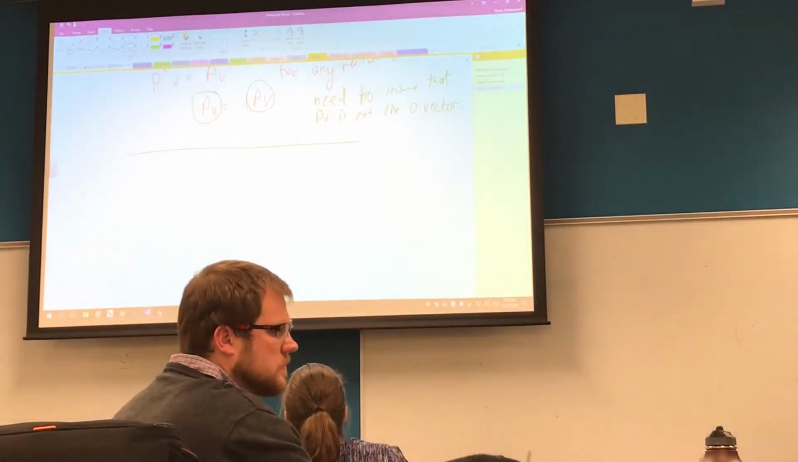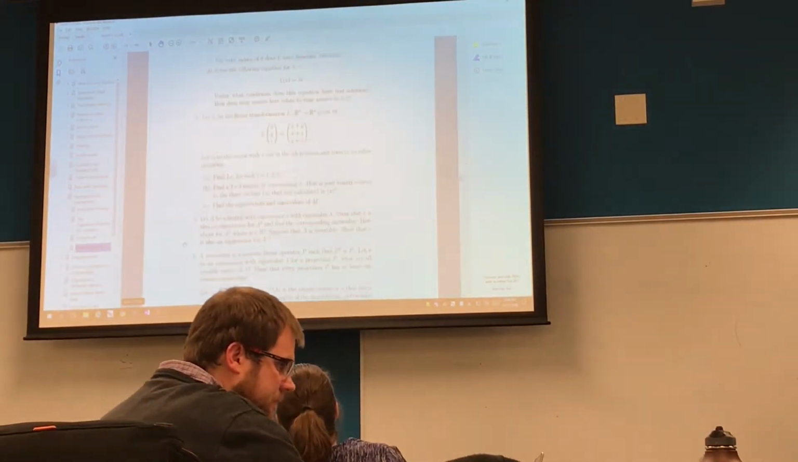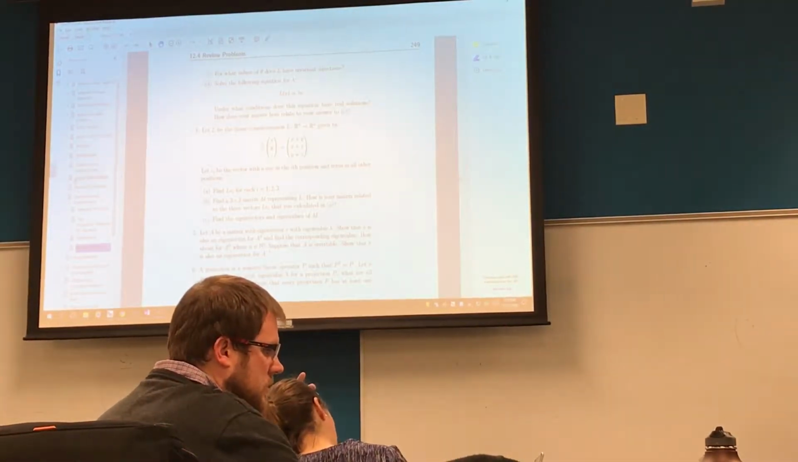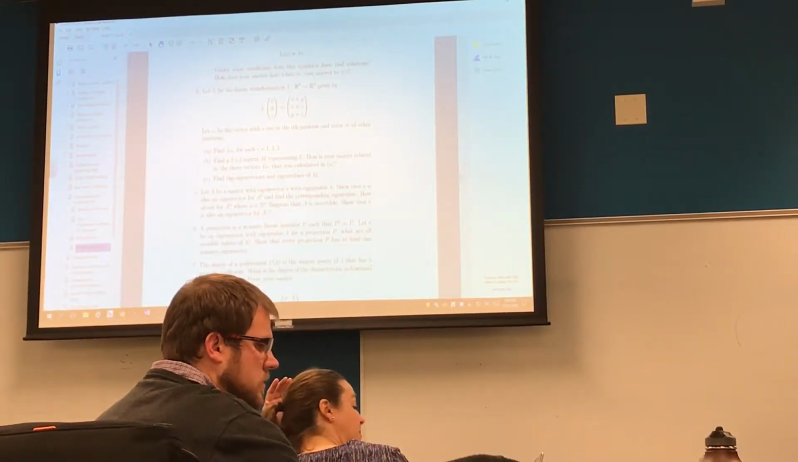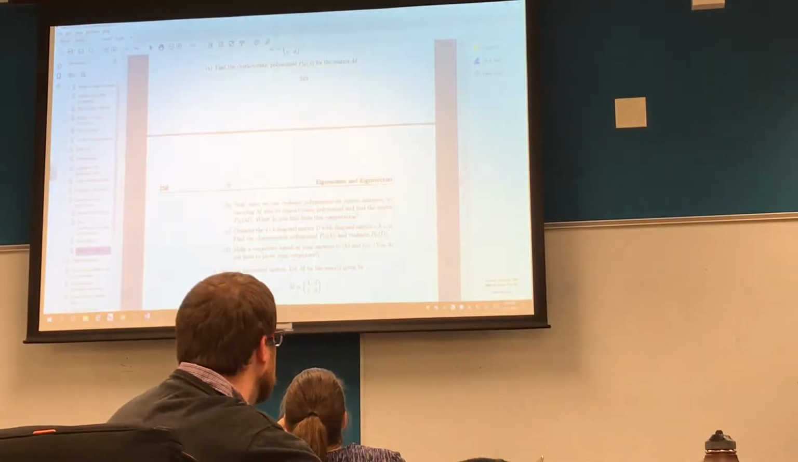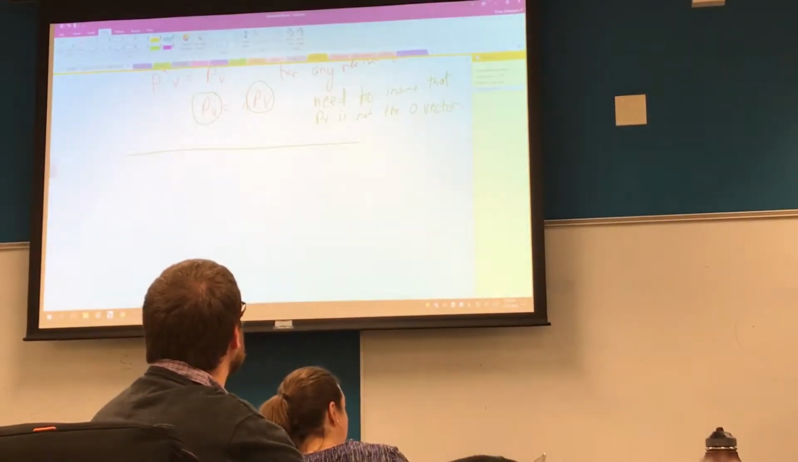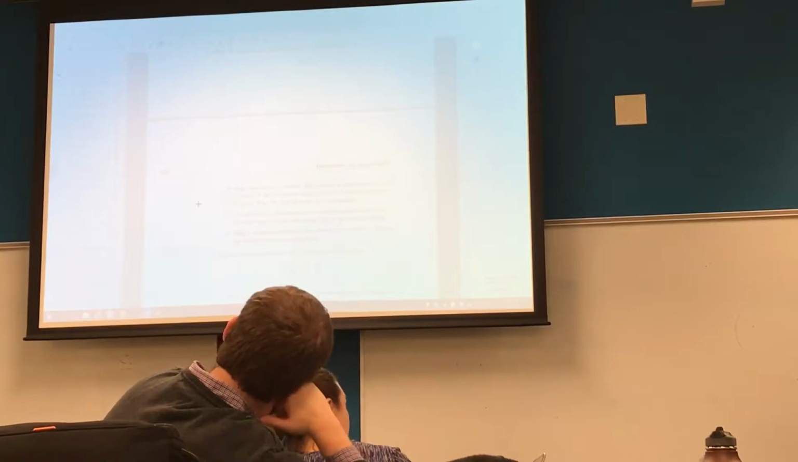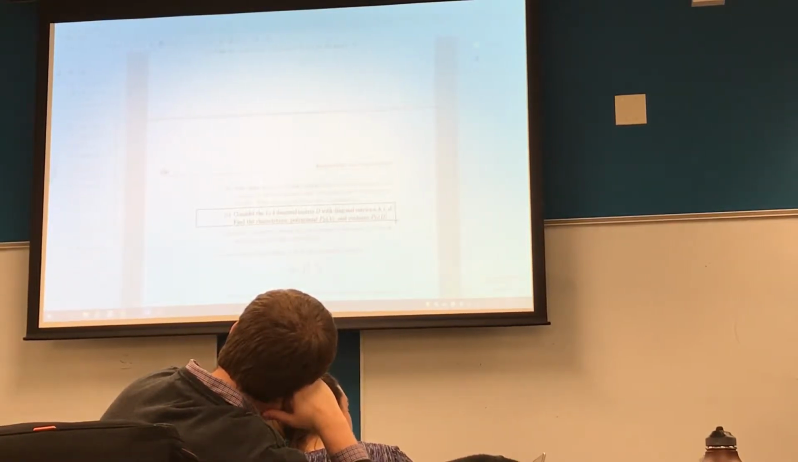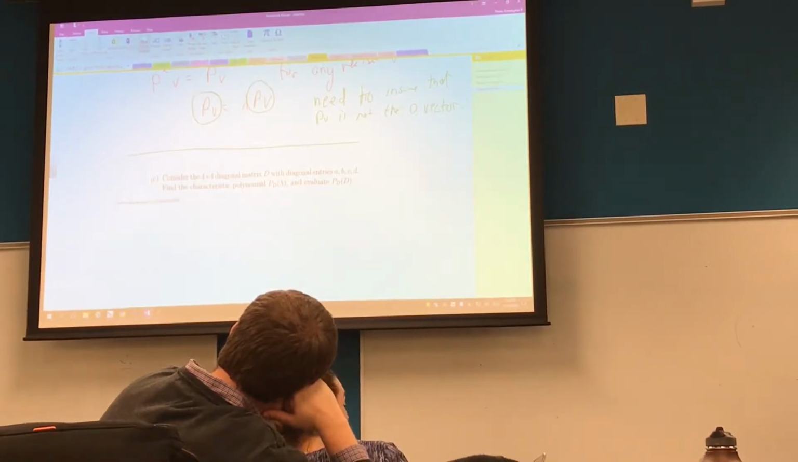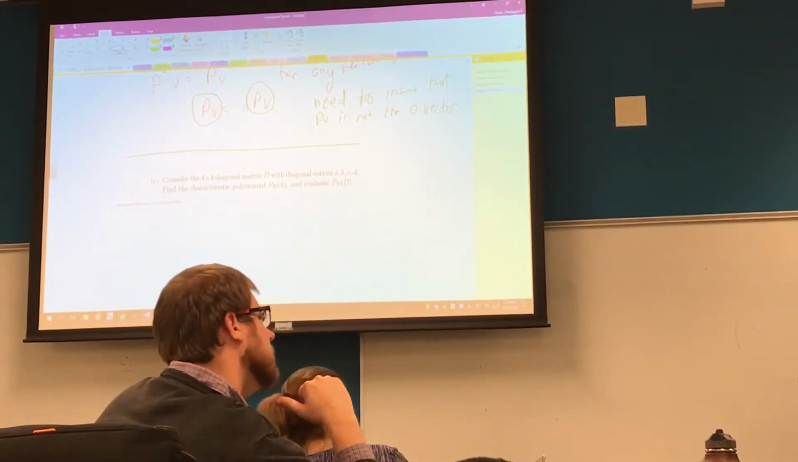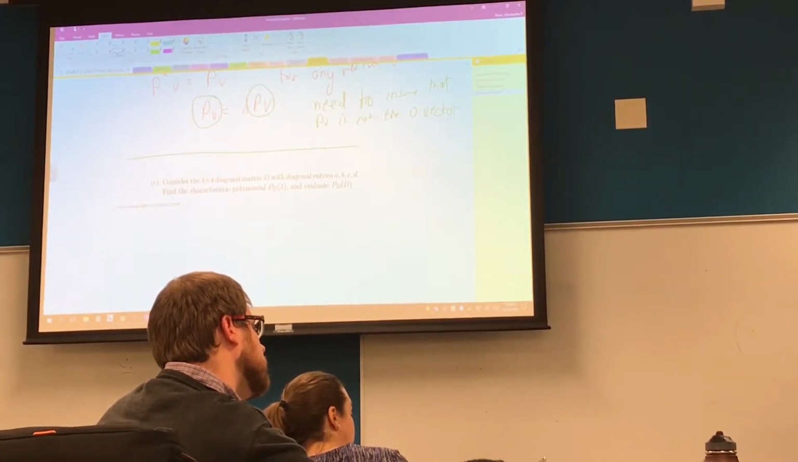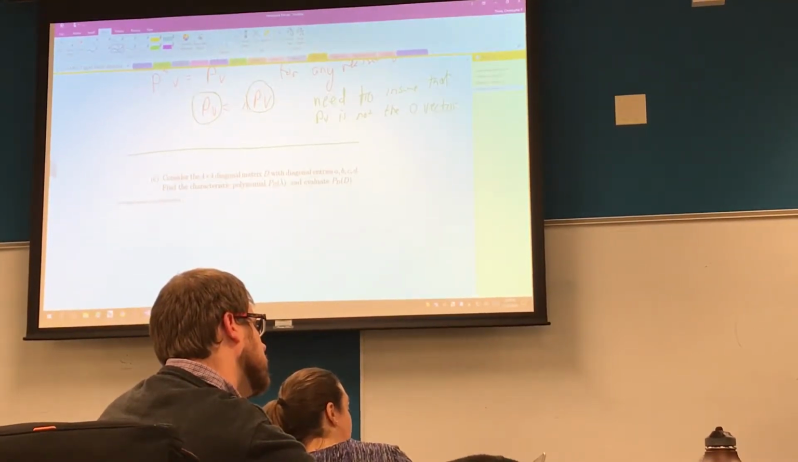All right, so let me look at problem 8, which a lot of people went through great contortions to do, and I just want to see if we can do it a little bit more simply. We'll do 8C. This is one of those things that you can plunge ahead and do the direct way, or you can try to figure some way to organize it. Here it says, take a 4 by 4 diagonal matrix D with diagonal entries A, B, C, D. Find the characteristic polynomial PD and evaluate PD at D.